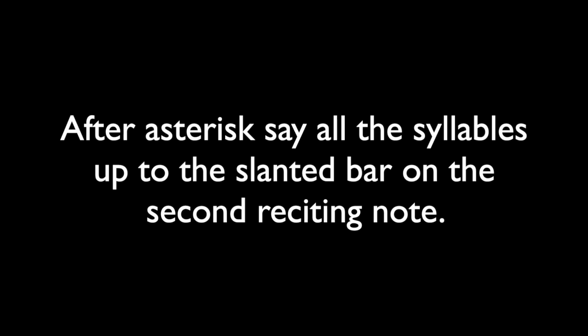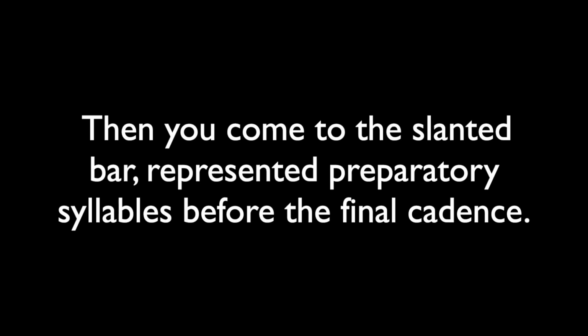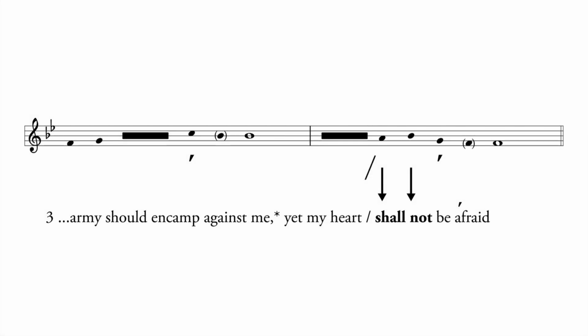After the asterisk, you say all the syllables up to the slanted bar on the second reciting note, just like you did with the first reciting note. Then you'll come to the slanted bar, which indicates the preparatory syllables before the final cadence. In the text, you sing the syllables after the slanted bar and before the final accent mark to these notes, like in shall not in verse 3. Yet my heart shall not be afraid.